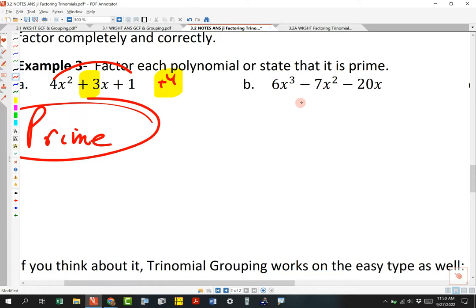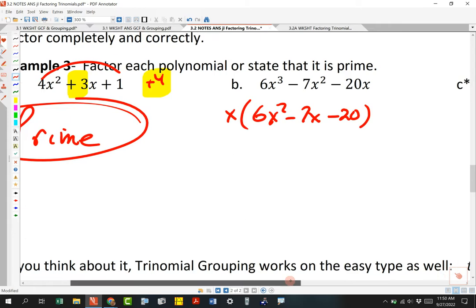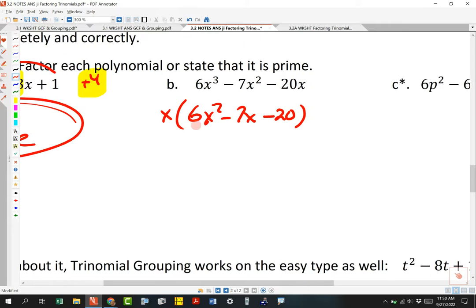Megan, take a look at B. What do you notice? There's the cube again. So what are we going to do? First thing we're going to do is take the x out. That's always going to make our life easier. So we're going to take out the x. There's nothing else I can take out. So this is going to be 6x squared minus 7x and then minus a 20. My gosh, that looks horrible. Might want to grab a calculator for this one.